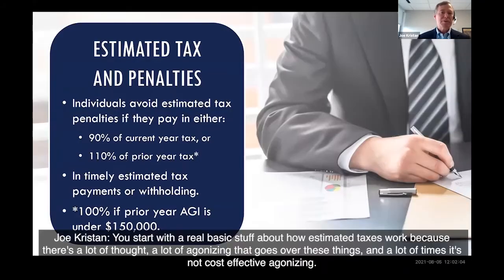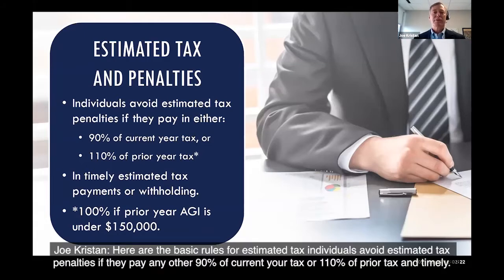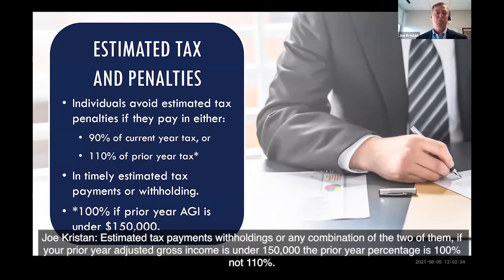I'm going to start with real basic stuff about how estimated taxes work, because there's a lot of agonizing that goes over these things, and a lot of times it's not cost-effective agonizing. Here are the basic rules for estimated tax. Individuals avoid estimated tax penalties if they pay in either 90% of current year tax or 110% of prior year tax in timely estimated tax payments, withholdings, or any combination of the two of them. If your prior year adjusted gross income is under 150,000, the prior year percentage is 100%, not 110%.